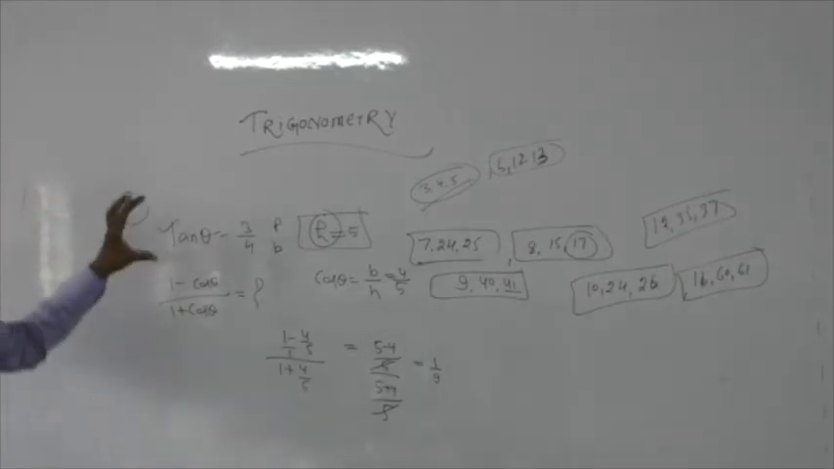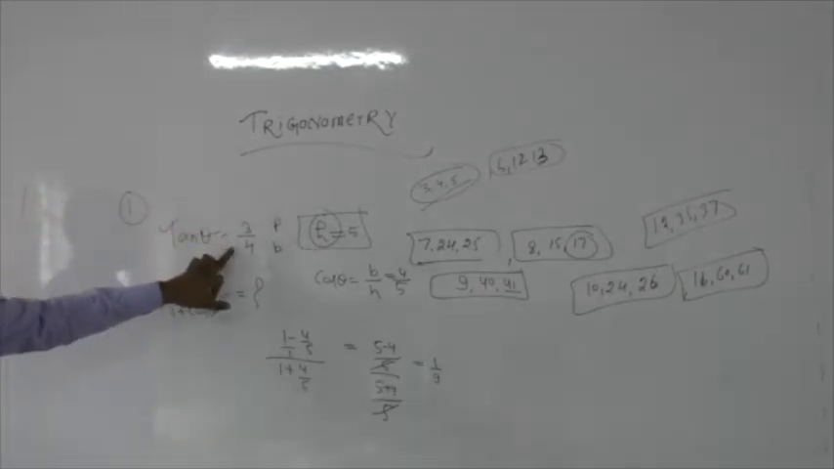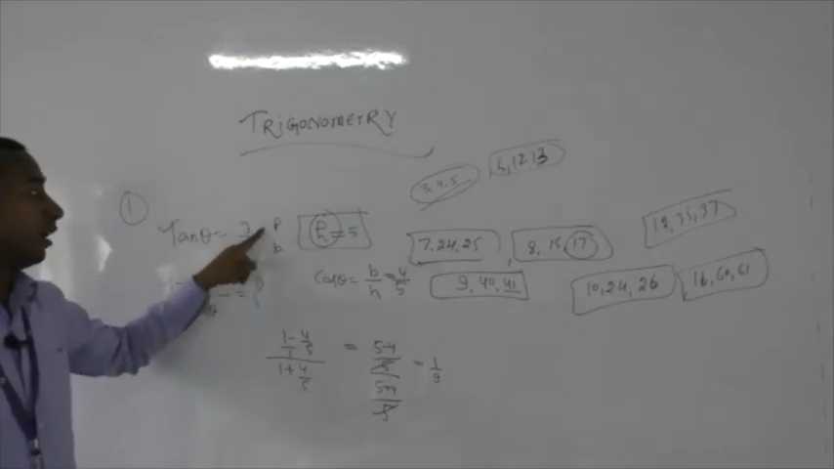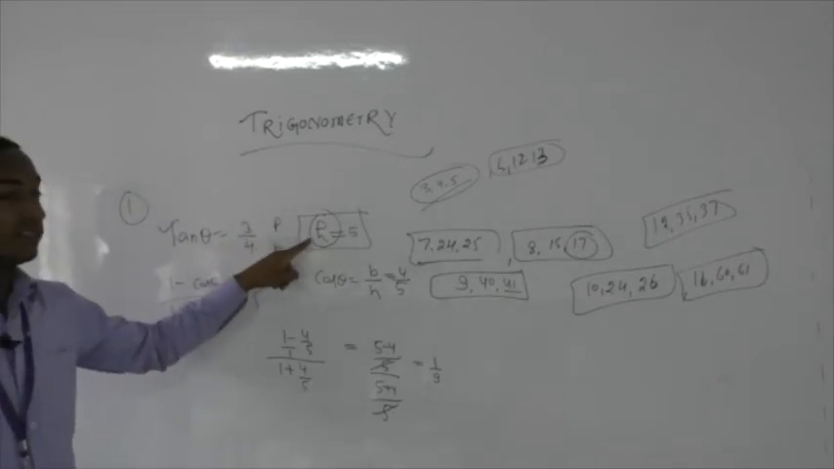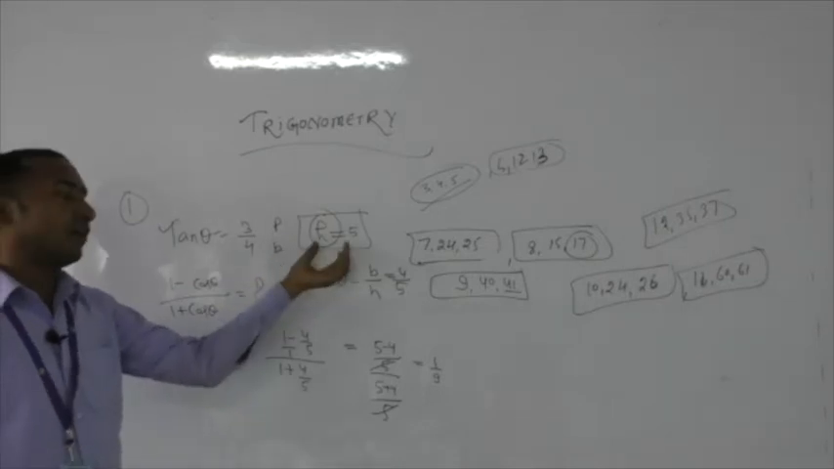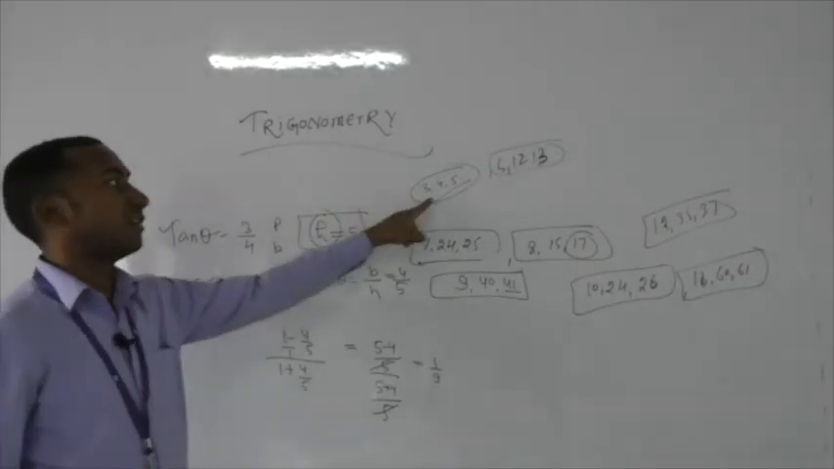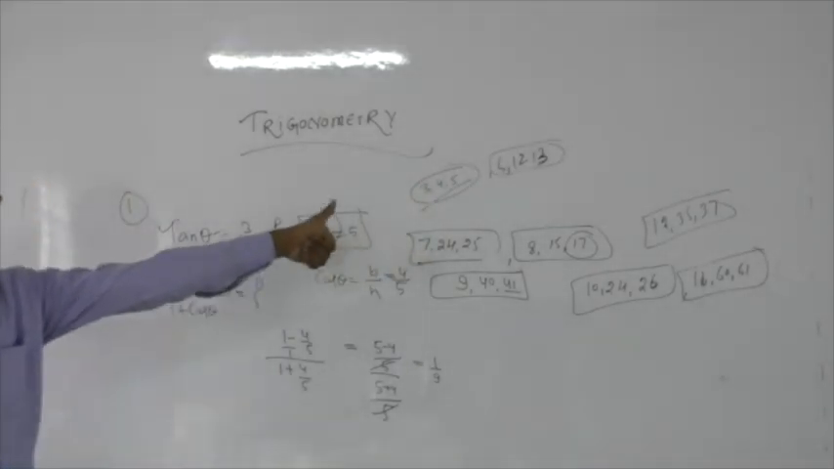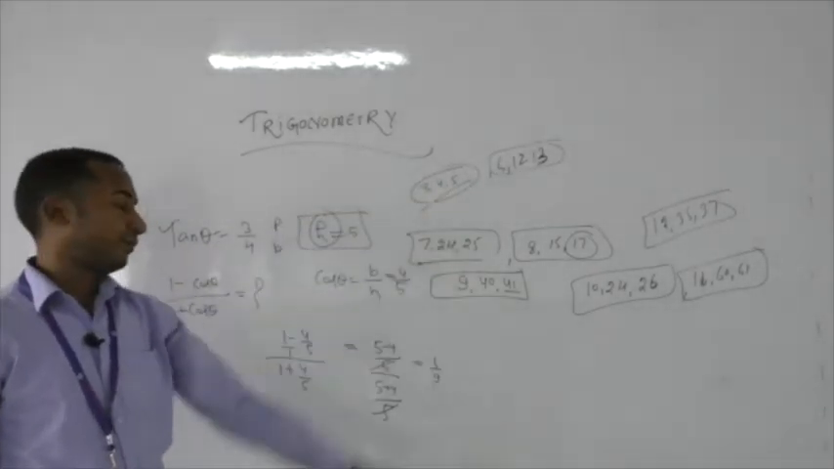Very simple question. Tan theta is equal to 3 by 4 you know. I told you in earlier classes tan theta means perpendicular by base. Perpendicular and base are given. What is the missing side? Missing side is the hypotenuse. So hypotenuse will be 5 because you remember this Pythagorean triplet. So from there I get hypotenuse is equal to 5.